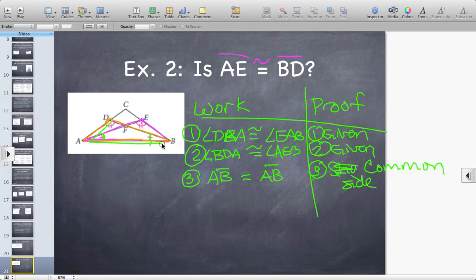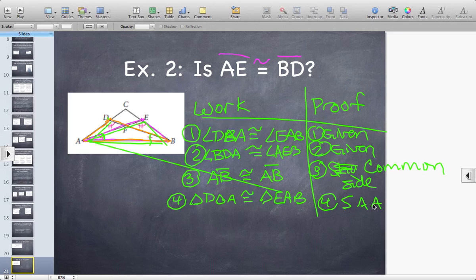So we can say that triangle DBA is congruent to triangle EAB, and the reason why is because of side, angle, angle. So side, angle there, and angle there. And then side, angle, angle.